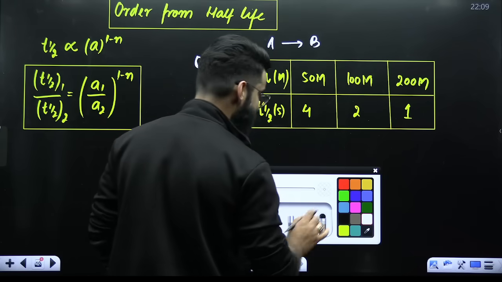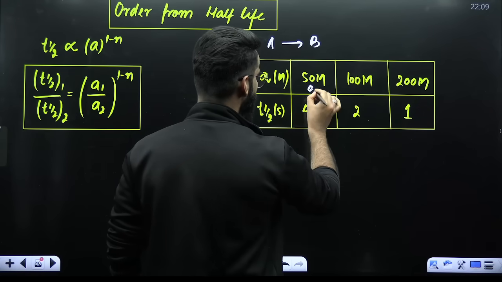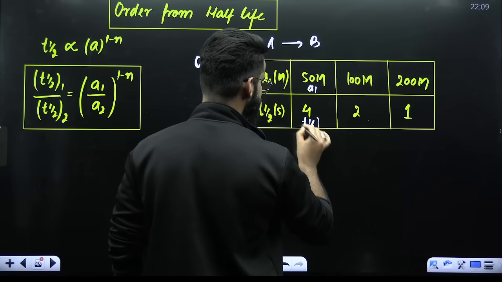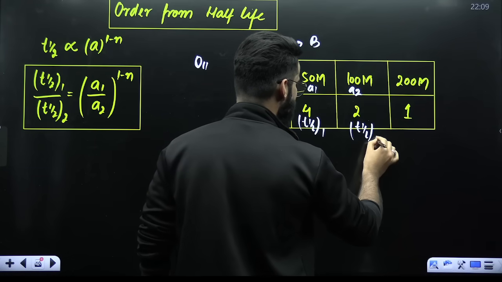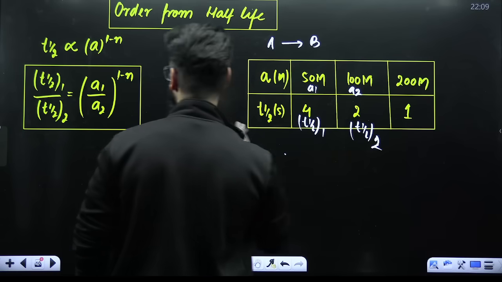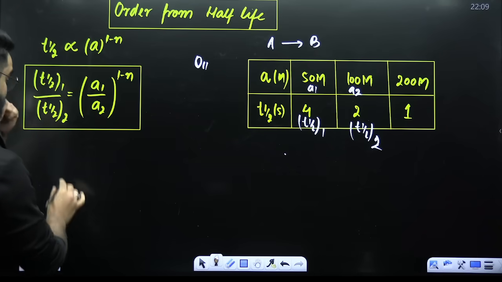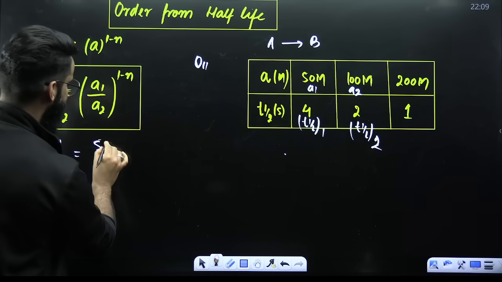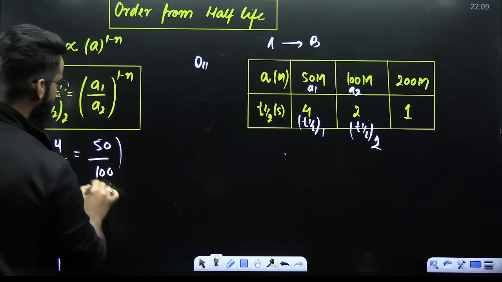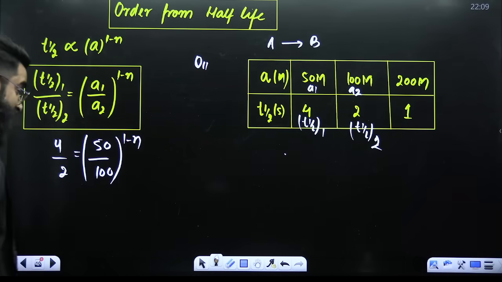My dear students, let me just do one thing. Let me call this A1. So this will be T half 1. Let me call this A2. This will be T half 2. So what I'll be doing exactly? I'll be putting these values into this expression. So T half 1 is 4, T half 2 is 2, is equal to A1 by A2. A1 is 50, A2 is 100, whole raised to the power 1 minus n, where n represents order.